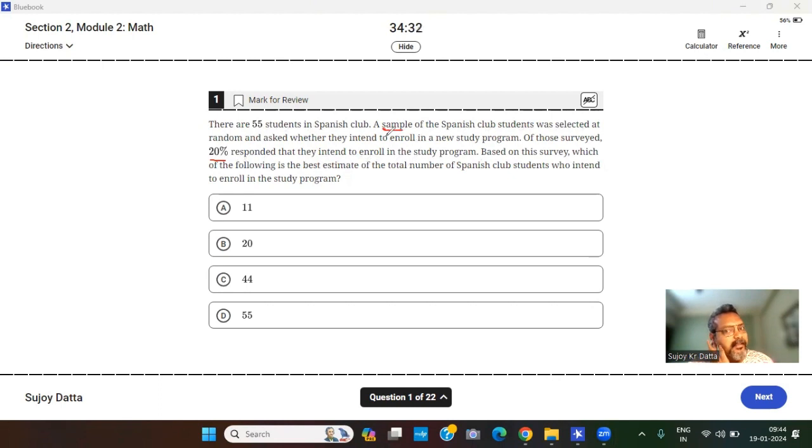So if you have randomly selected, it's given, whatever is true for the sample is also true for the main population. So 20% of 55, so that is 1/5. 20% of 55 is basically 20 over 100 of 55, which is basically 1/5 of 55. So 11 is your answer. So option A.